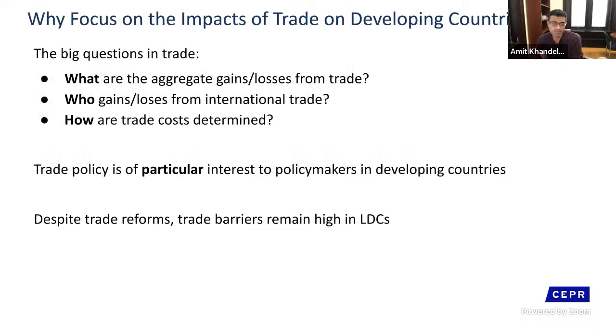So if you think about the international trade literature and what are the big questions for anyone interested in international trade policy, we think there are three very large questions out there. What are the aggregate gains from trade or potential losses from trade? Who are the winners and losers when trade policy changes? And how are trade costs, tariffs being one of them, but other forms of trade costs, determined? So these are the big three questions where, if you look at papers being written on international trade, by and large, papers try to speak to one of these three types of questions.